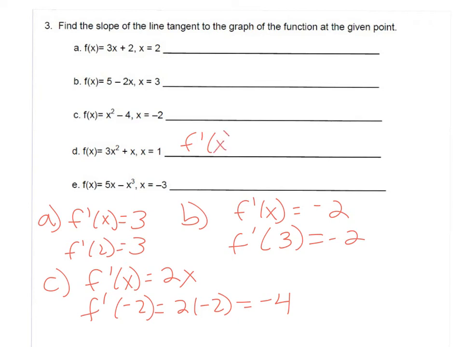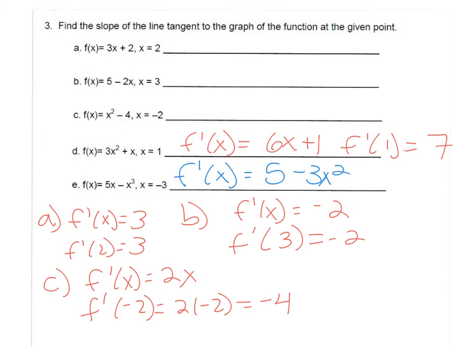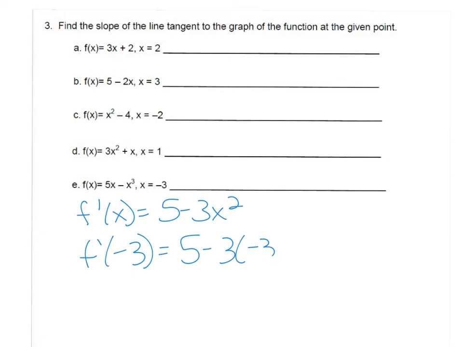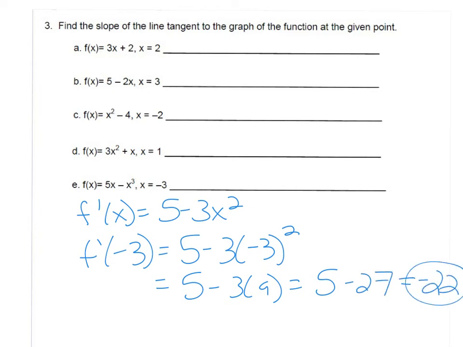For d, f prime of x is 6x plus 1. Then we're going to plug in 1, so that is 7. And then for e, we get 5 minus 3x squared. Oh, I'm going to rewrite that. Okay. 5 minus 3x squared. We're going to plug in negative 3. So we get 5 minus 3 times 9. It's 5 minus 27, negative 22.